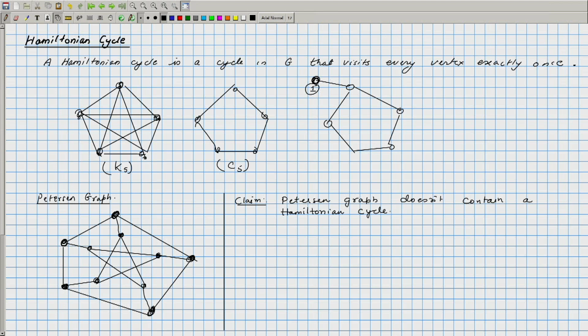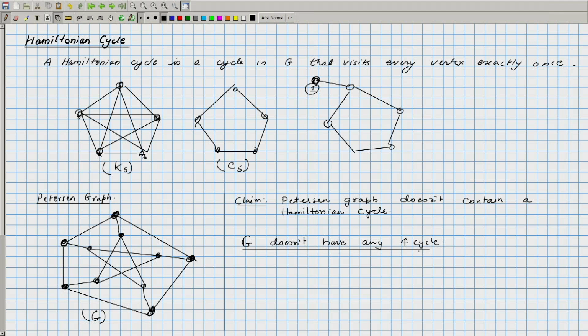Why is that the case? I will prove this claim via a very crucial observation about the Peterson graph. So, let us call this Peterson graph G. The first claim is that G does not have any 4 cycle. This is a crucial fact that we are going to use. Now, how do we see that this is a graph without a 4 cycle?